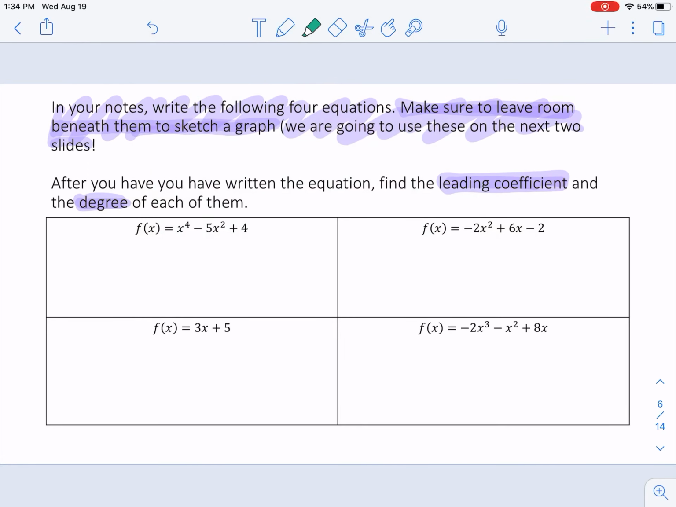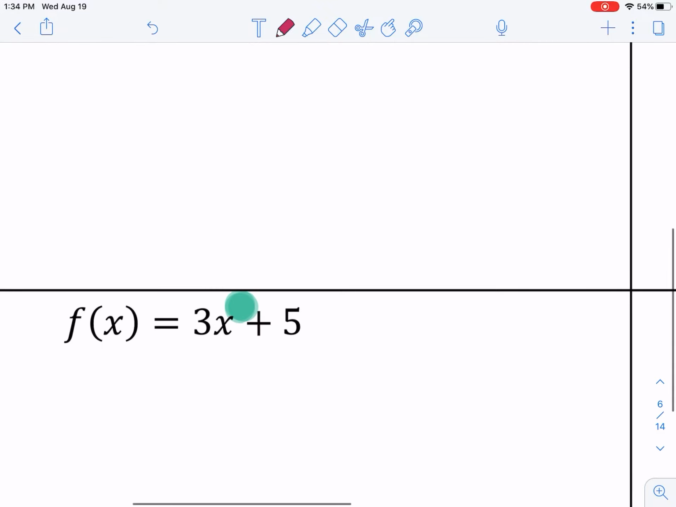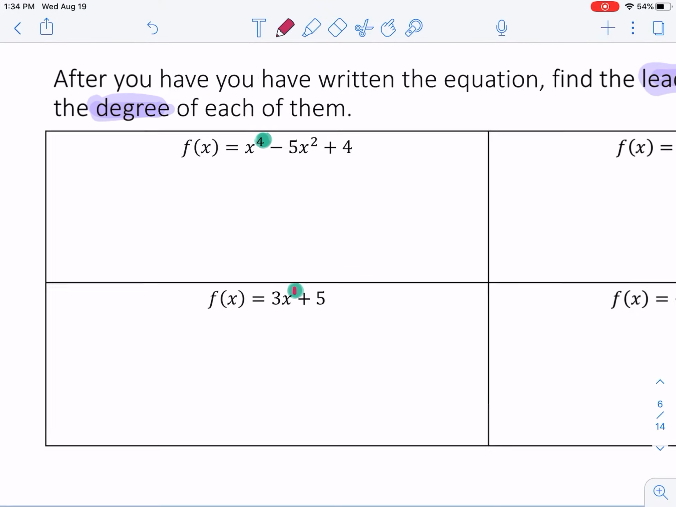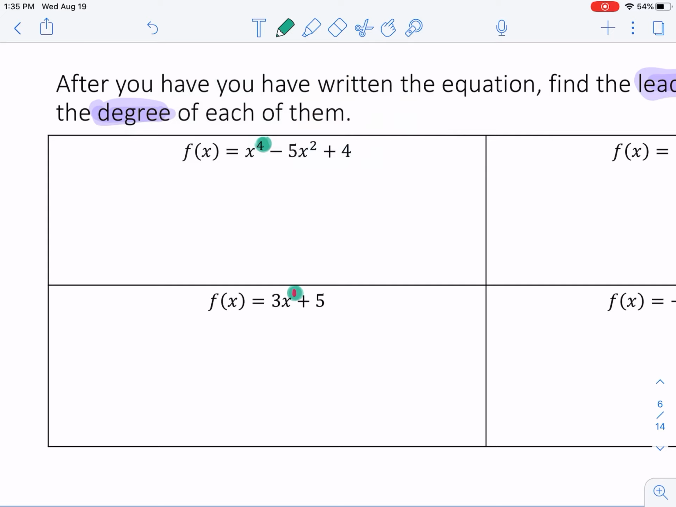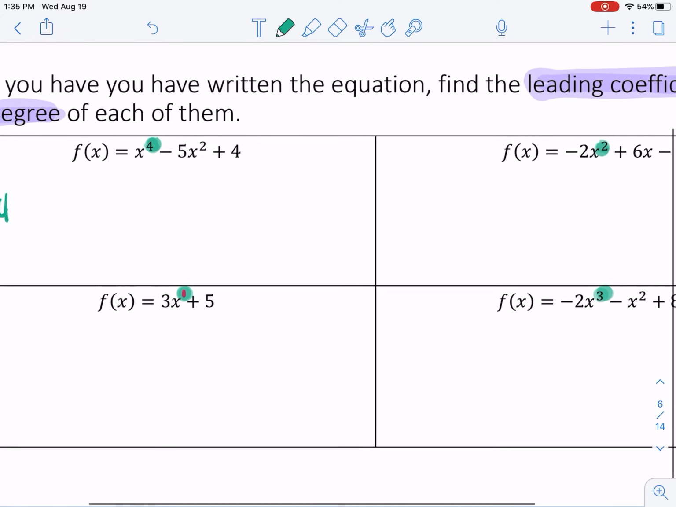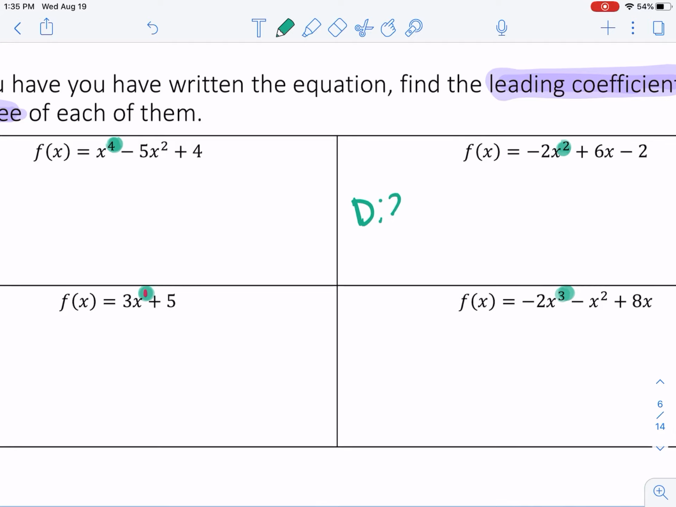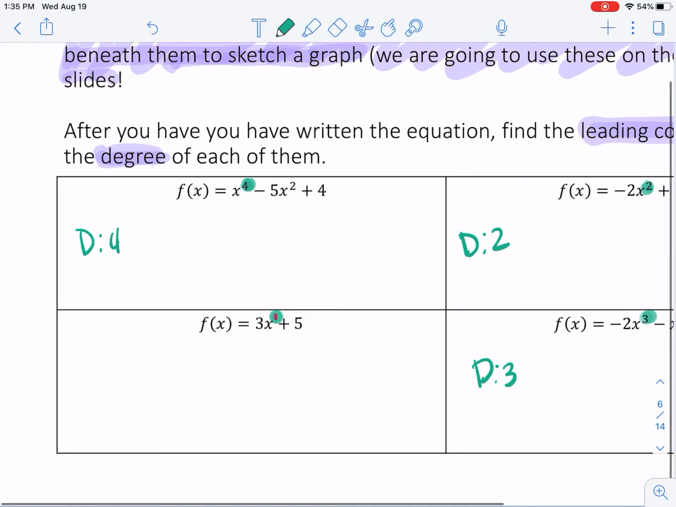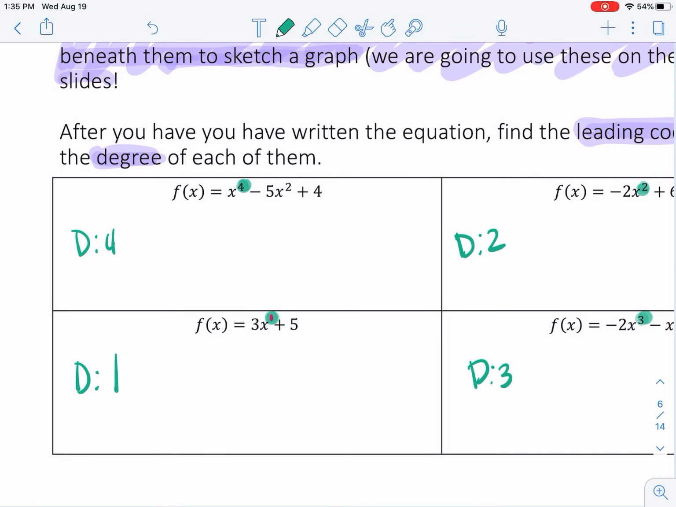So the first thing I'm going to do is find the degree of each of these. So the degree, once again, is that highest exponent. So here, my highest exponent is 4, 2, 3, and then here, it's not actually shown. And so that's a really good reminder that if it's not actually shown, it's a 1. So here I have a degree of 4. Here I have a degree of 2, a degree of 3, and a degree of 1.